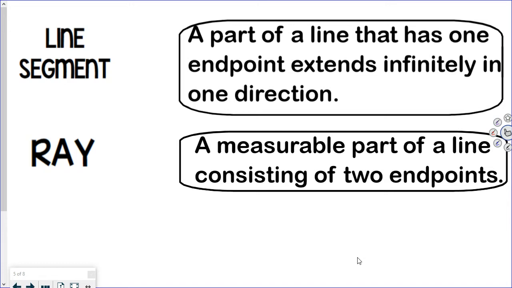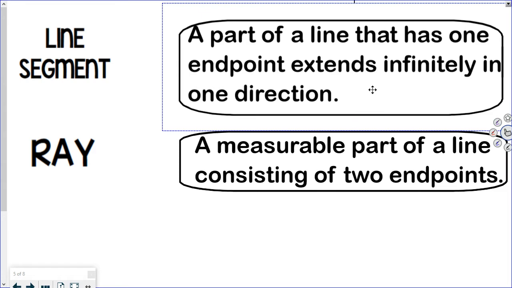Okay, so yesterday when you guys were looking at your naming, the two things that we didn't cover are line segments and rays. As we're looking at these two definitions, do you think those are matched up correctly? From what you already know, does a line segment mean that it's a part of a line that has only one endpoint and extends infinitely in one direction? Or does that definition belong with a ray? And if you think about a ray, that actually is going to be flip-flopped.